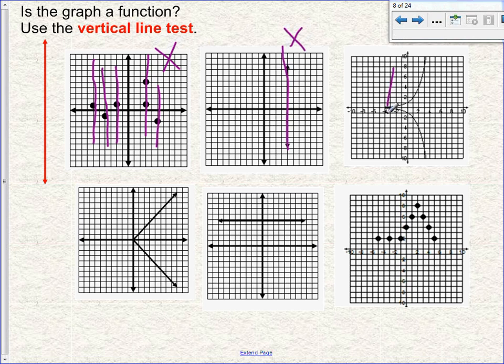What about this one? No, it's passing through more than one point. It's touching my graph more than once. Okay. What about this one? No, it's passing through more than once. What about this one? No. Yes. Okay. What about this one? Yes, I can draw a line through each point and it's not going to pass through more than one.